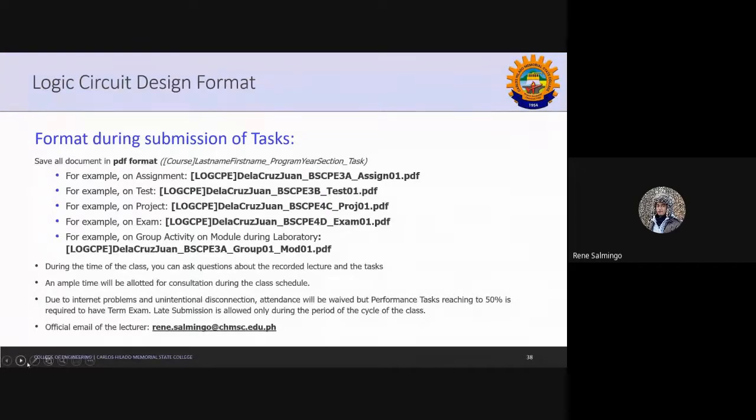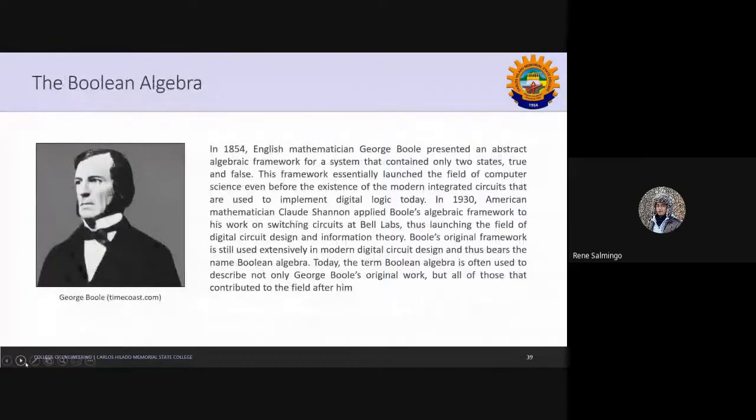Okay, so we are now going to our main topic for this week. So hopefully we could finish our part two this week on Boolean algebra. So Boolean algebra was presented by George Boole.